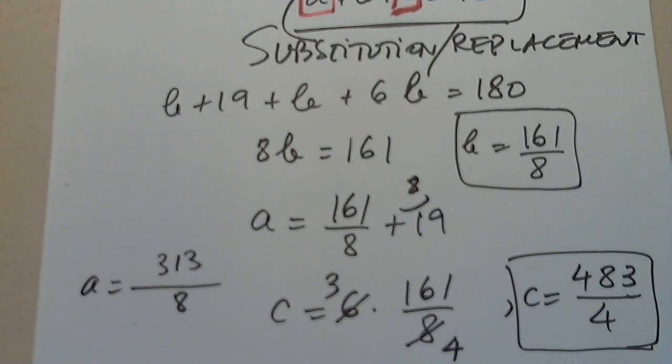But since we already solved for it, I want to make sure that the angles add up to 180. So 313 divided by 8 plus, that's A, B, 161 divided by 8, and plus 483 divided by 4. When I click enter, if I don't get 180, I'm in trouble, because those angles have to add up to 180. That's mandatory. Good.